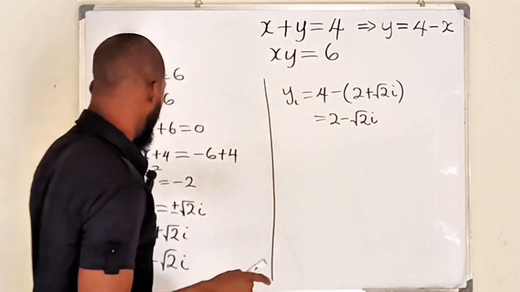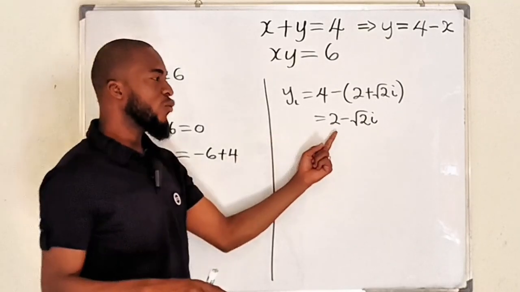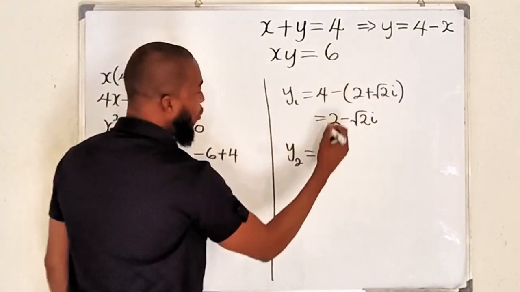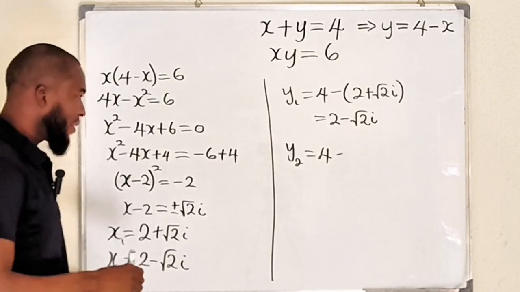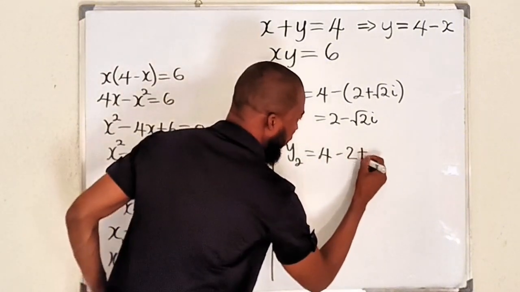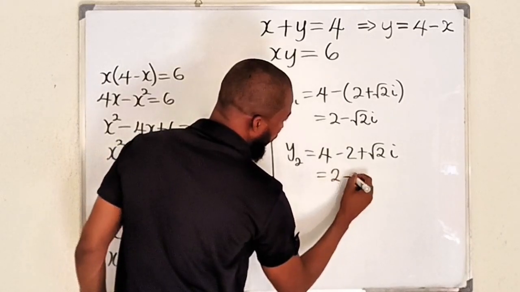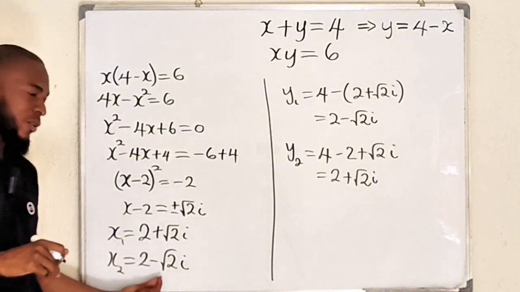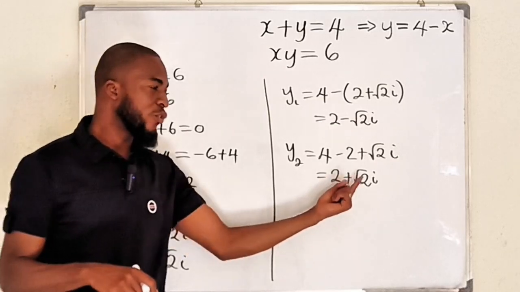So you can see that when x is 2 plus root 2i, we have y to be 2 minus root 2i. Then the other one, y2, will be equal to what? 4 minus x2. What is x2? Let me write the negative sign directly. This will change this to minus. This will become plus, right? You see 4 minus 2 will give us 2. Then we still have plus root 2i, which implies that when x is 2 minus root 2i, then y will be 2 plus root 2i.